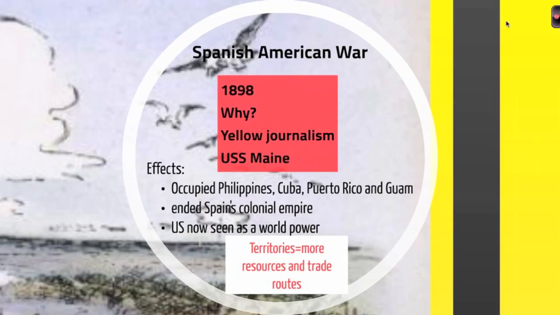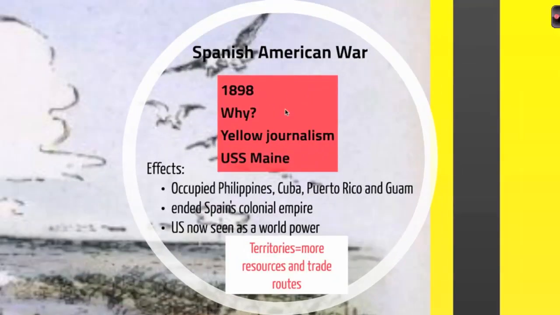Another major event that has to do with imperialism during this time period is the Spanish-American War. This is a very short-lived war. Really, the main thing you need to know for the Spanish-American War is how we got involved, which doesn't take very long to explain, and more importantly, the effects of this war, because the effects of this war really paved the way for us on the world stage.